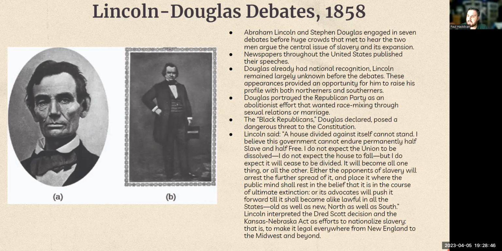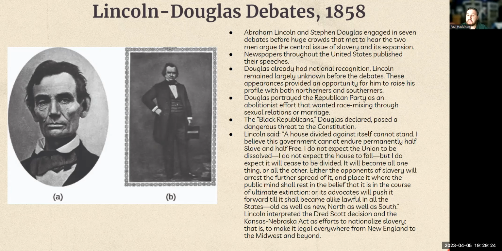The Black Republicans, Douglas declared, posed a dangerous threat to the Constitution, but Lincoln will say, quote, "A house divided against itself cannot stand. I believe this government cannot endure permanently, half slave and half free. I do not expect the Union to be dissolved. I do not expect the house to fall, but I do expect it will cease to be divided. It will become all one thing or all the other. Either the opponents of slavery will arrest the further spread of it and place it where the public mind shall rest in the belief that it is in the course of ultimate extinction, or its advocates will push it forward till it shall become alike lawful in all the states, old as well as new, north as well as south."